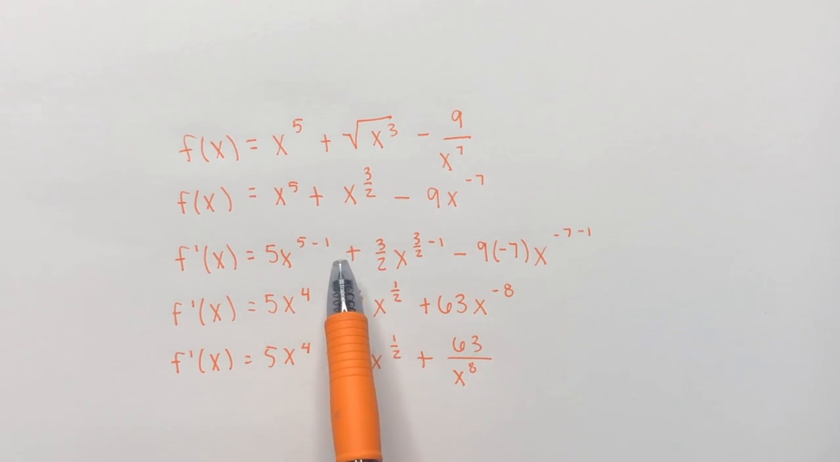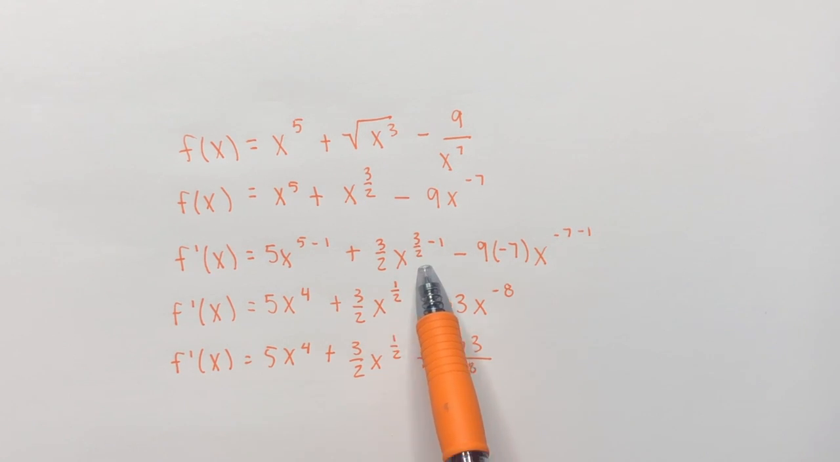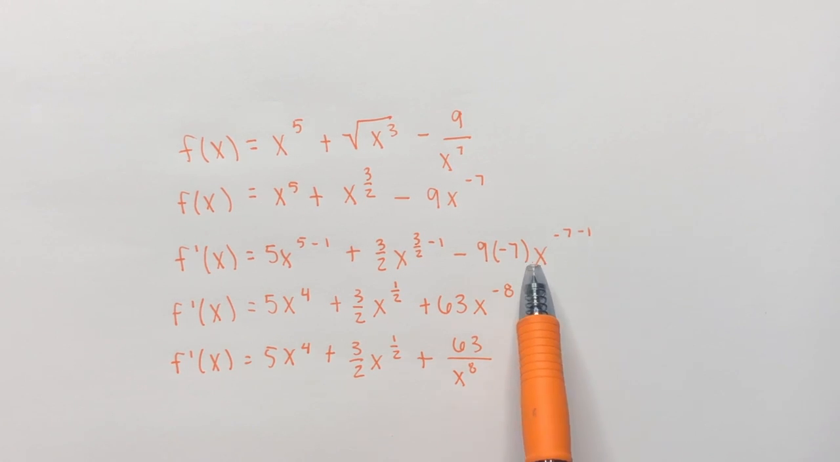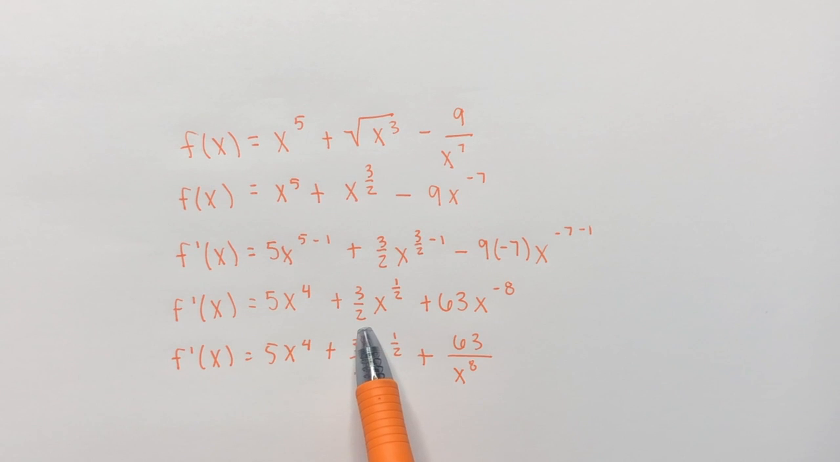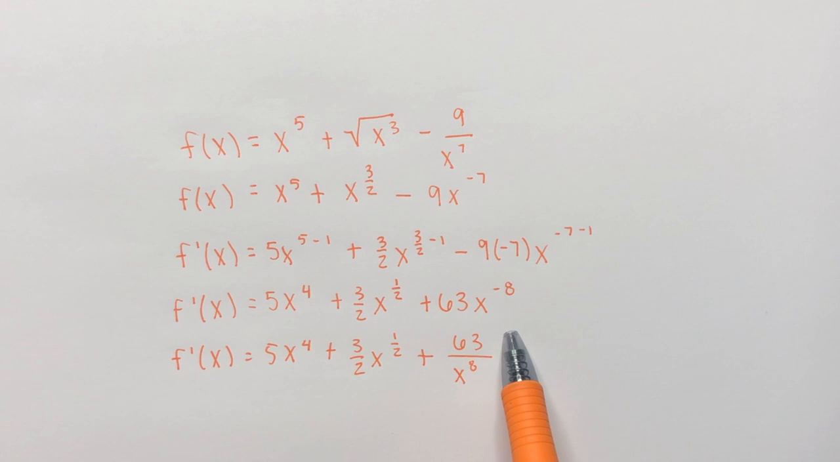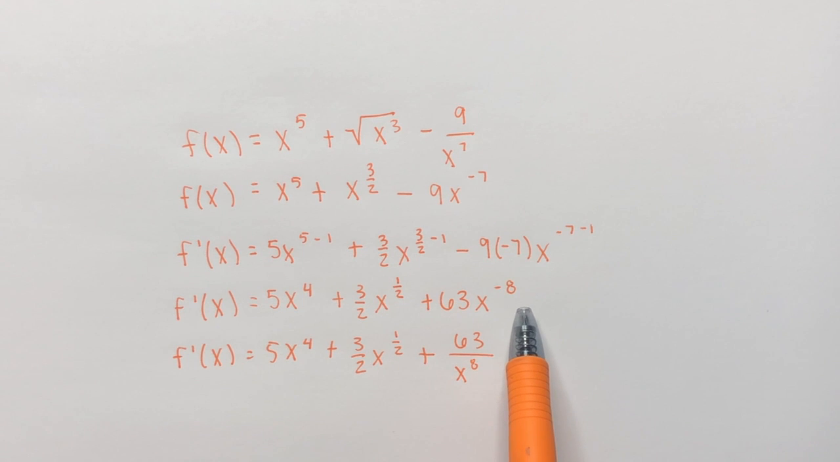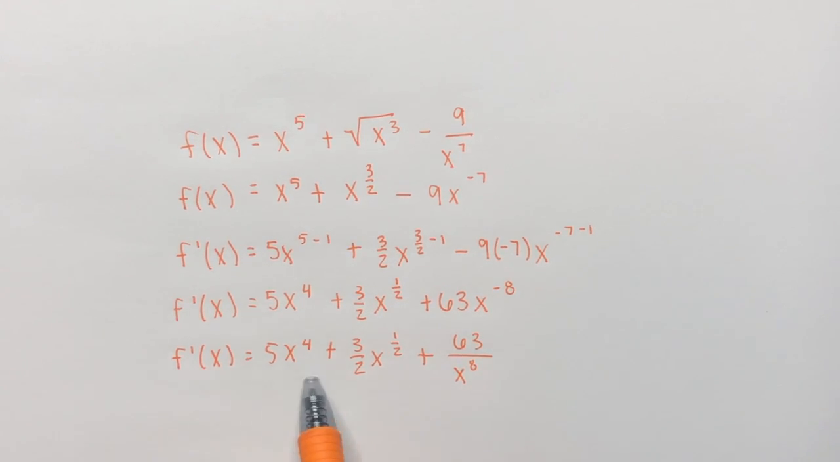So 5x to the 5 minus 1 plus 3/2 x to the 3/2 minus 1 minus 9 times negative 7x to the negative 7th minus 1 power. Then we can go ahead and simplify that to be 5x to the 4th plus 3/2 x to the 1/2 plus 63x to the negative 8th. Now you can go ahead and leave that there, or I just went ahead and simplified the negative exponent in this last step. These two pieces of the function are the same. However, I just went ahead and made that 63 over x to the 8th. And there you have it. That's the power rule.